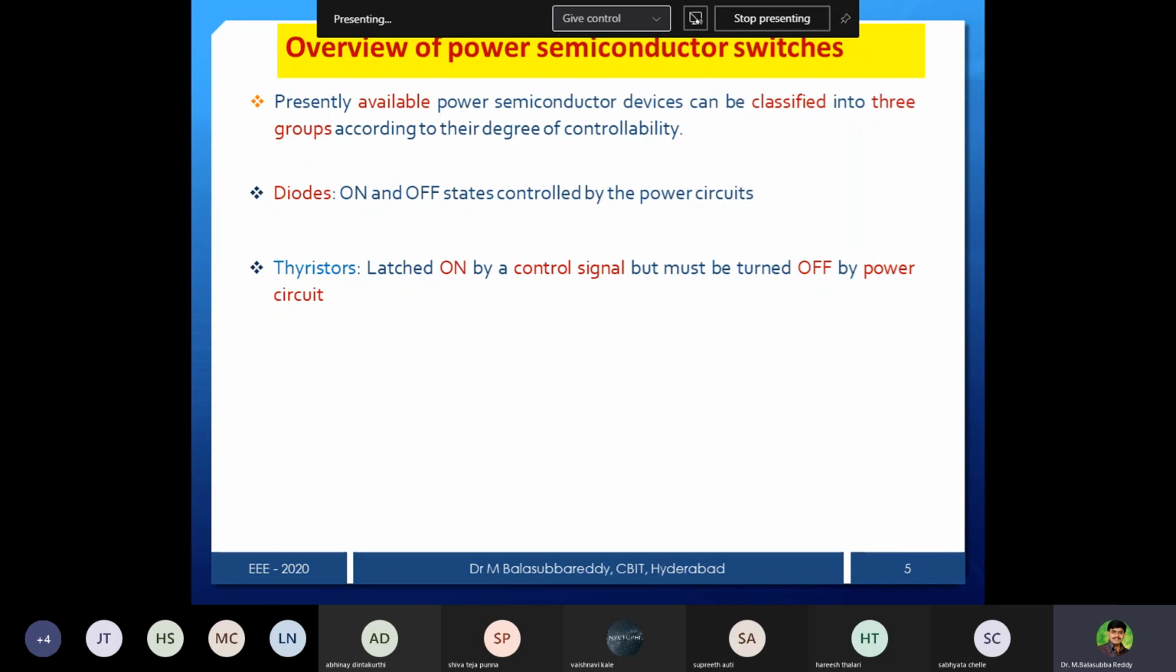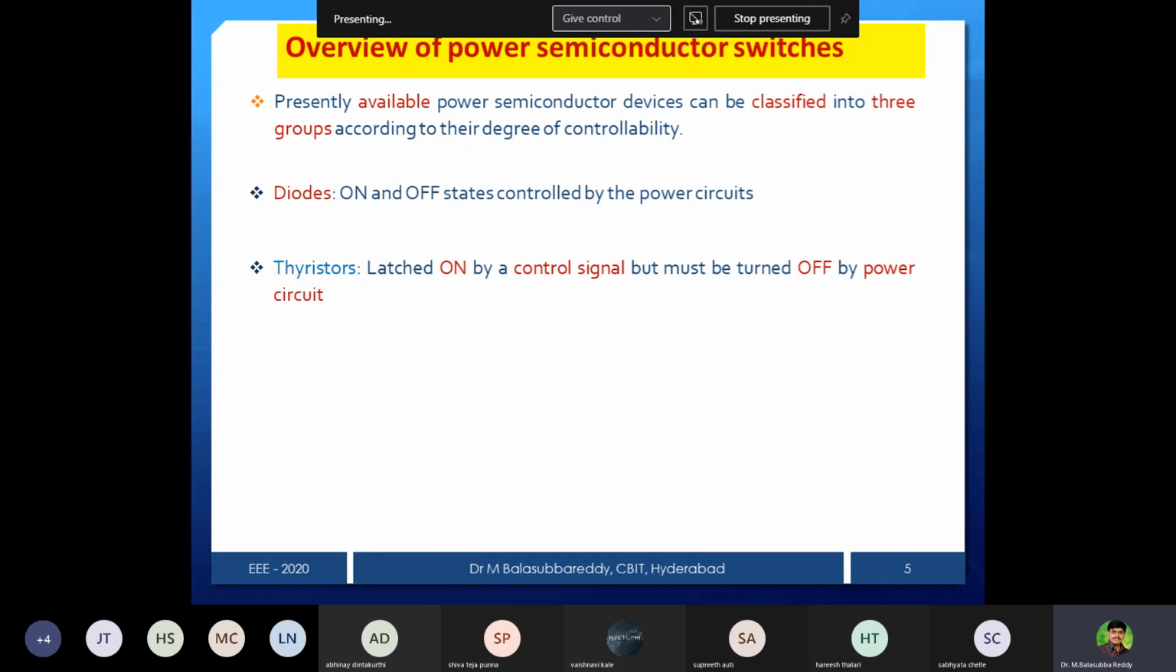So whatever may be the means, you can control the device only in the on state, that is, at what instant the device is going to be turned on will be decided by the control signal. Once you pass the gate signal, automatically the device is going to turn on. The device is waiting for the gate signal, so that is all in our control. Now once the device is on, you don't have any control over the device.